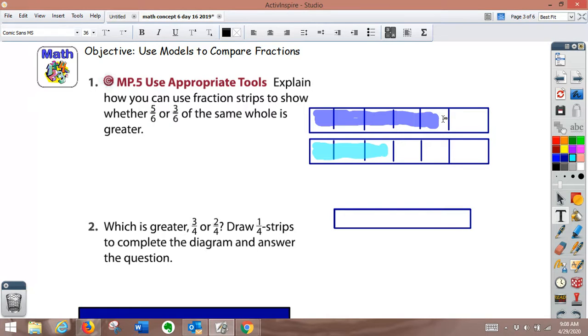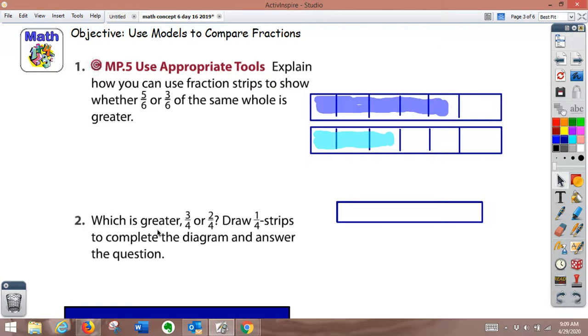Okay, greater. Well, looks like 5/6 is. I have 5 of them versus 3 of those. I compare it. I have 5, I have 3. This one appears greater. Winner, winner, chicken dinner. I can also look at those numerators and look. Ooh, 5 is larger than 3. So 5/6 is larger than 3/6. Okay, let's try another one here.